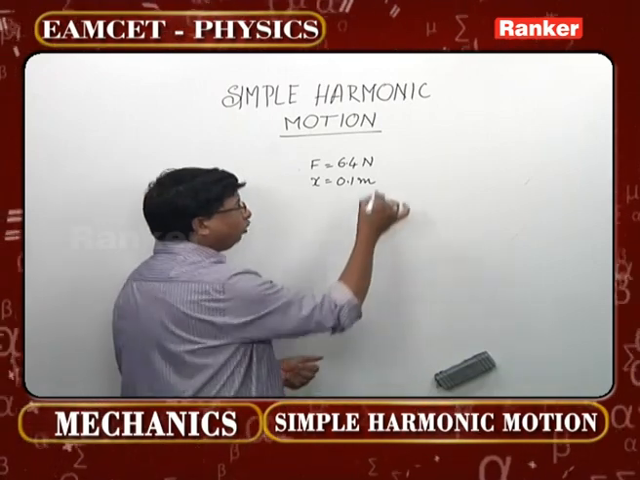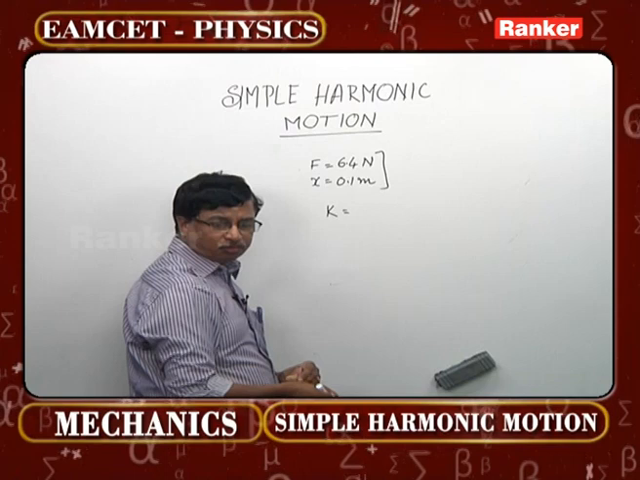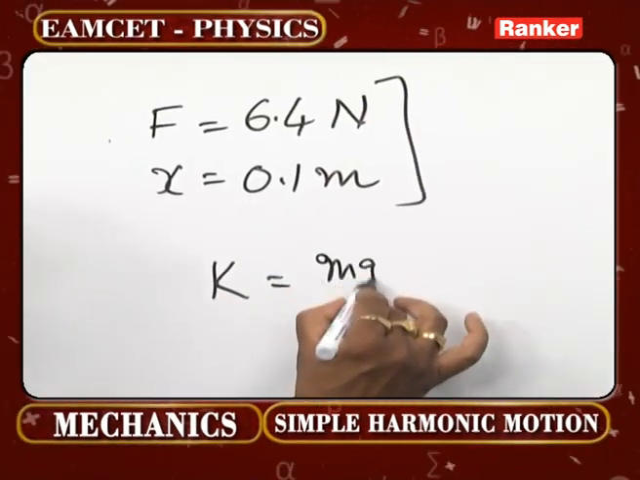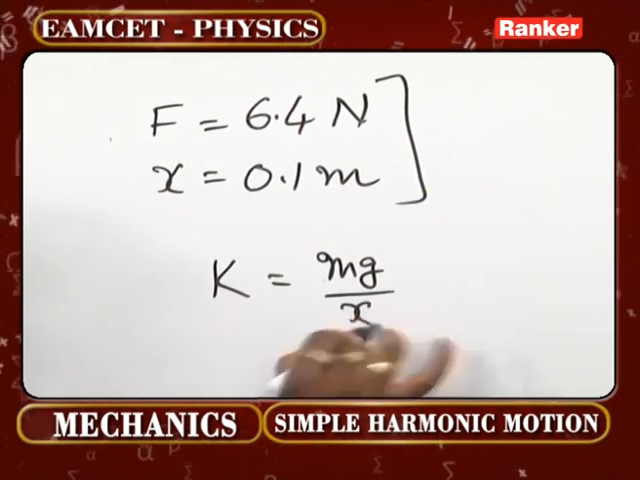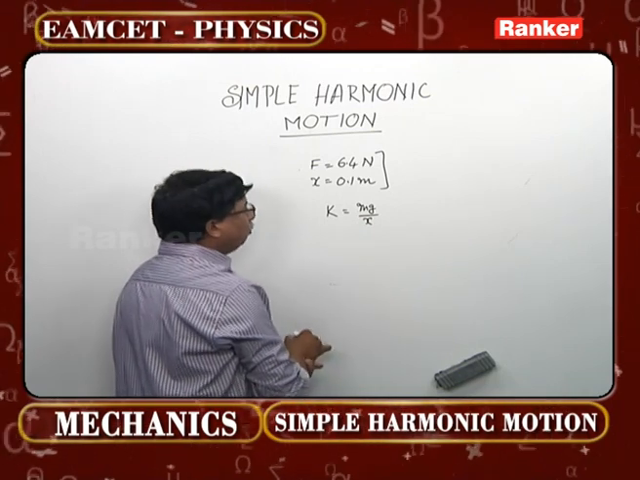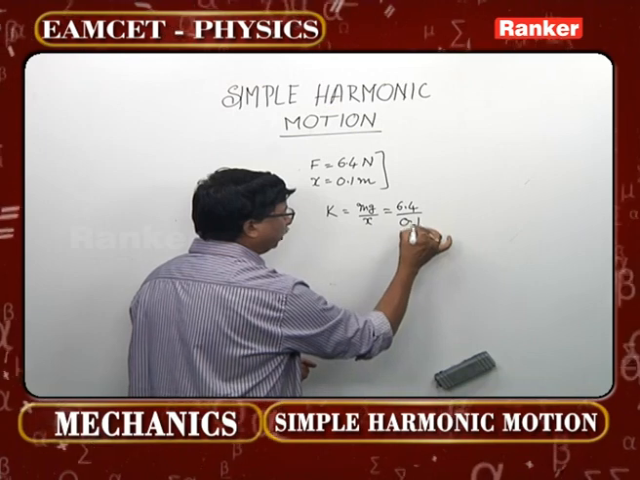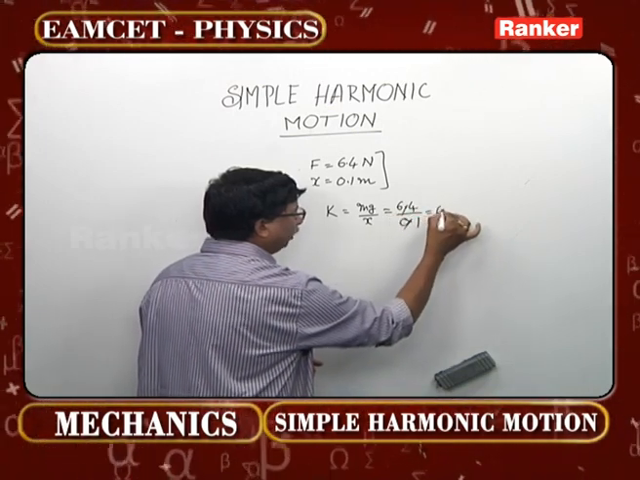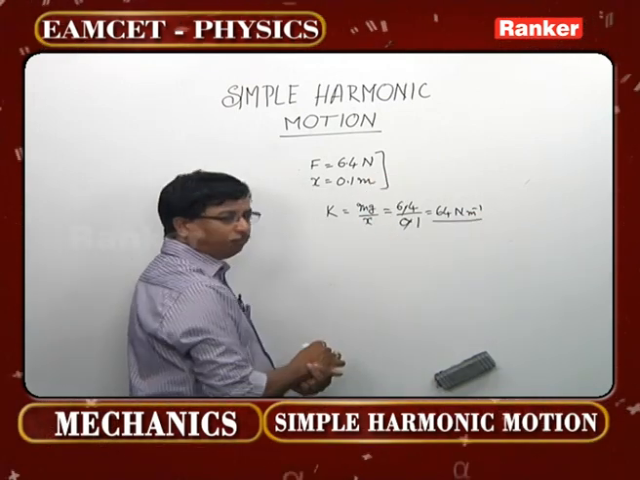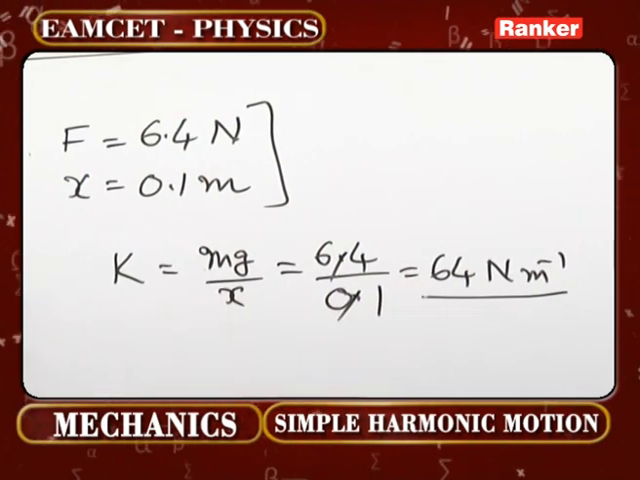Now taking these two, can't you just calculate the force constant of that spring first of all? It is F equals kx, so k is equal to F by x directly. What is the force here? 6.4 by 0.1. The point gets cancelled, giving 64 Newton per meter. That is the value of the force constant of the spring given in the problem.